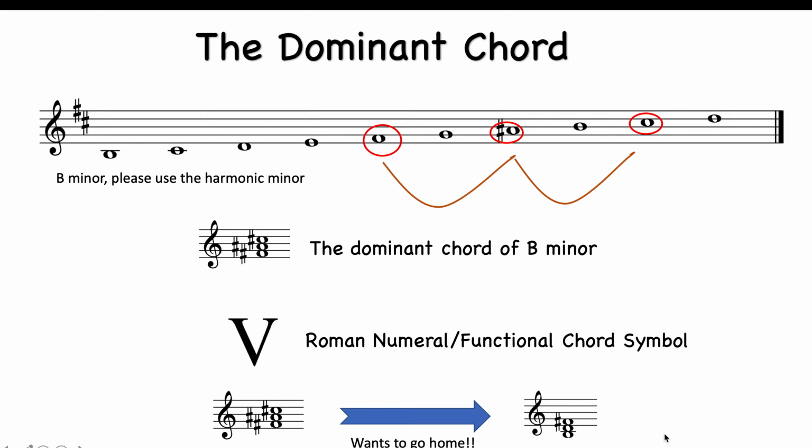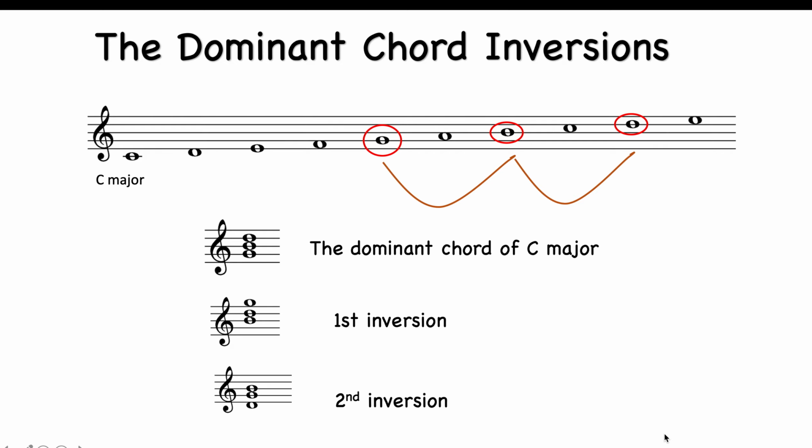Now, let's conclude the video with dominant chord inversions. So, if we have the dominant chord of C major, if the chordal third, in this case B, is the bass, then we have our first inversion, and if D is our bass, then we have our second inversion. So this is very straightforward.